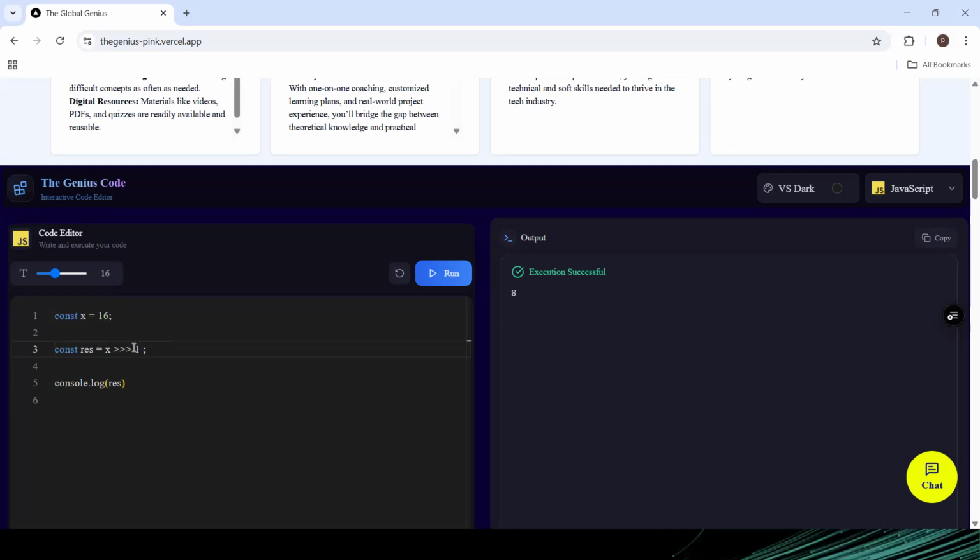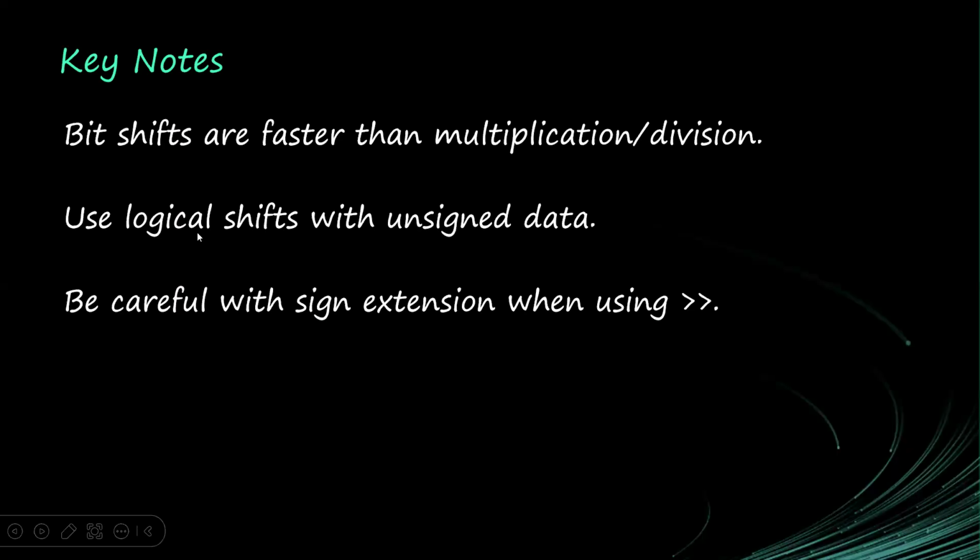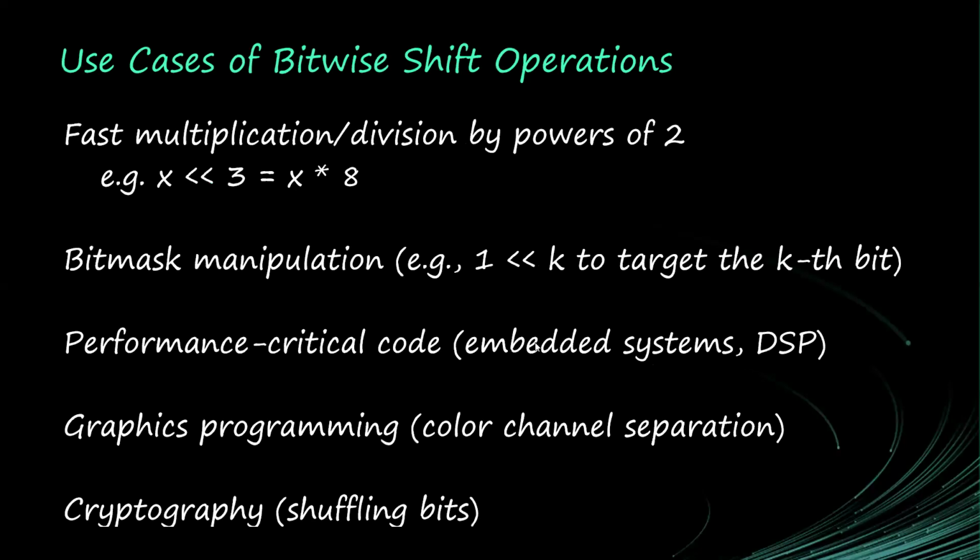Now, if I want to do multiplication, I will say x left shift 1, then this will give me 32, right? This will give me 32. So this is the trick here, okay? But if you don't understand it, no problem. Make a post in the WhatsApp group about anything that you don't understand, okay? So use logical shifts with unsigned data. You just saw me using the logical right shift on positive 16. Be careful with sign extension when using the right shift operator, okay?